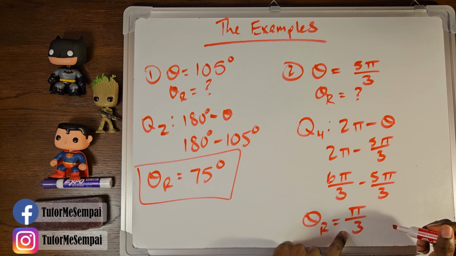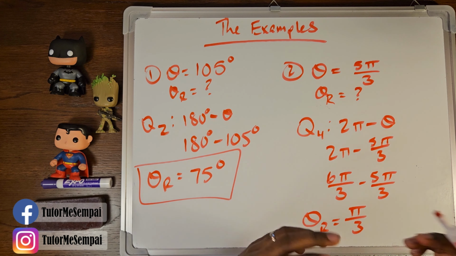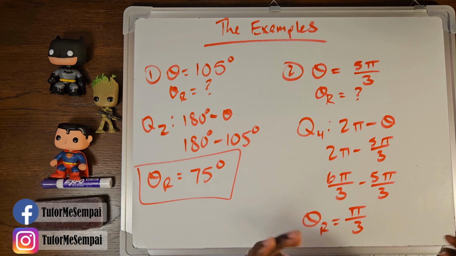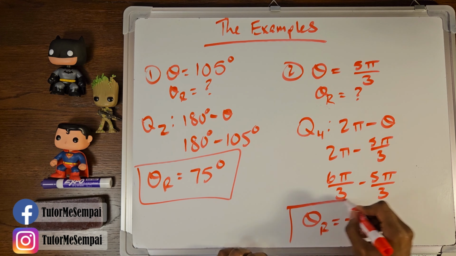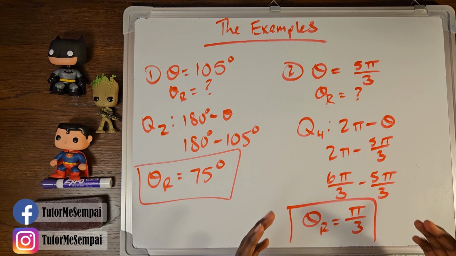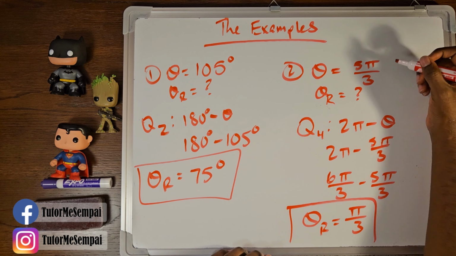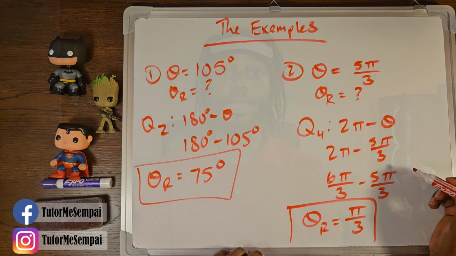Is this less than 90 degrees, or pi over 2? Yes, and we know it's positive, so it seems like it works out. This is going to be our reference angle when our angle is 5 pi over 3. So I hope you were able to follow along with today's examples, and I hope you now know how you can find your reference angles.